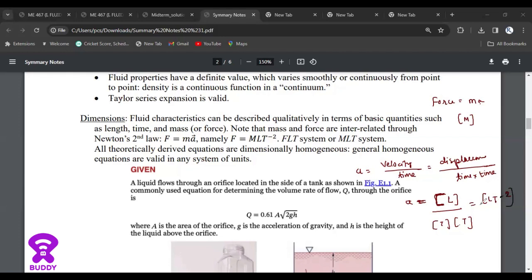Is there a difference between writing it as LT minus 2 and L over T squared? No, L over T squared can be written as LT minus 2 in the combined format. Either one is correct, there's no difference, but we tend to write everything in power format, not in ratio form. You write only one way. That is M L T minus 2, which is what they have written for the force.